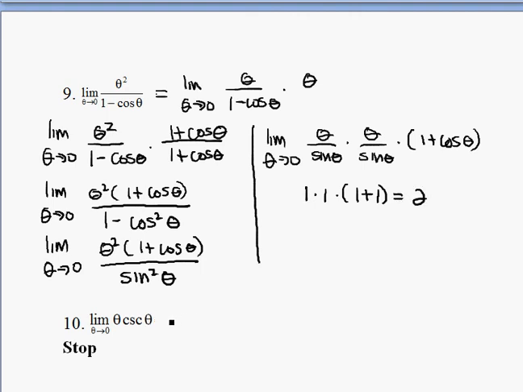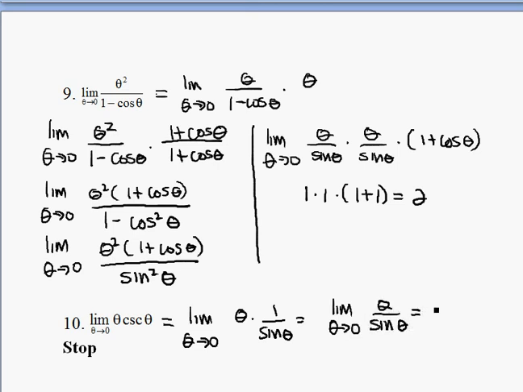Our last limit that we're going to look at here is, I'm just going to rewrite this. Hopefully you all know that cosecant is 1 over sine. So theta times 1 over sine, which is equivalent to theta over sine theta, and magic. There's our limit.